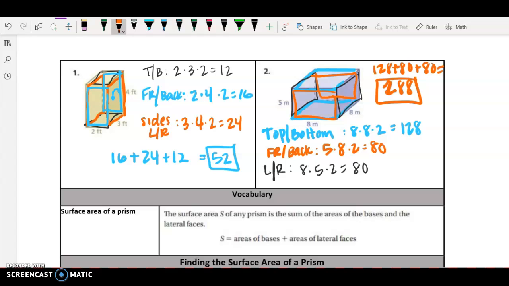Okay, for the first one, I tried to color code it because I like to highlight where I'm actually looking. In black, you can see I have the top and the bottom. Down here, the bottom is 2 by 3, so 2 times 3, and then there's a top and a bottom, so I multiply by 2. 2 times 3 is 6, times 2 is 12. The front and the back, I have 2 going across the bottom, but going upwards is 4. So 2 times 4 is 8, times 2, because there's a front and a back, is 16.